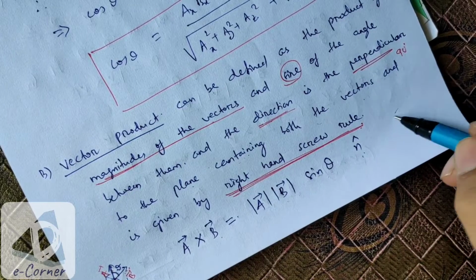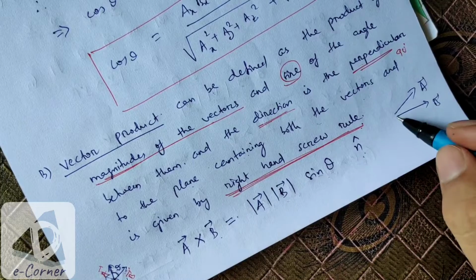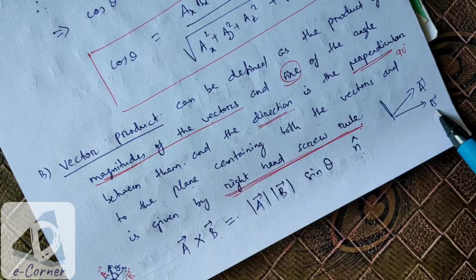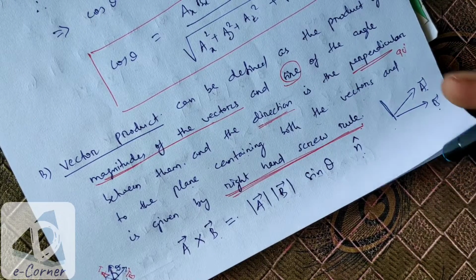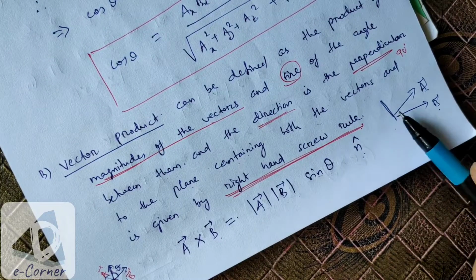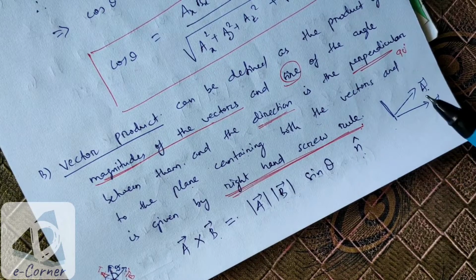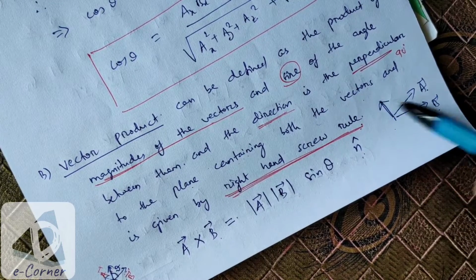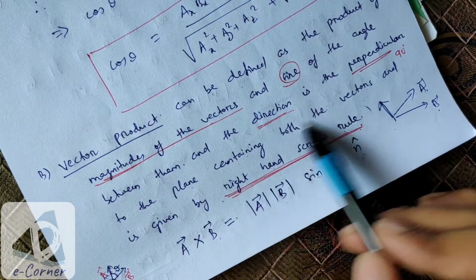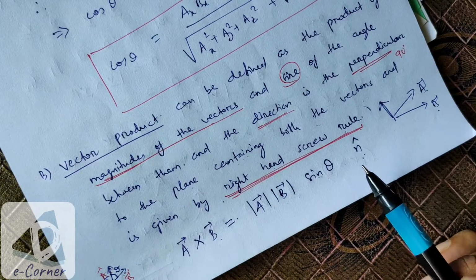unit vector along the perpendicular to the plane containing both the vectors. Whenever two vectors are in the same plane, this is the plane where vector A and vector B are residing. So obviously this is 90 degree. That means it will be either up or down, out of the paper or into the paper. The direction must be this one, and it is given by right hand screw rule. This is one rule by which we can know the direction of cross product or vector product.